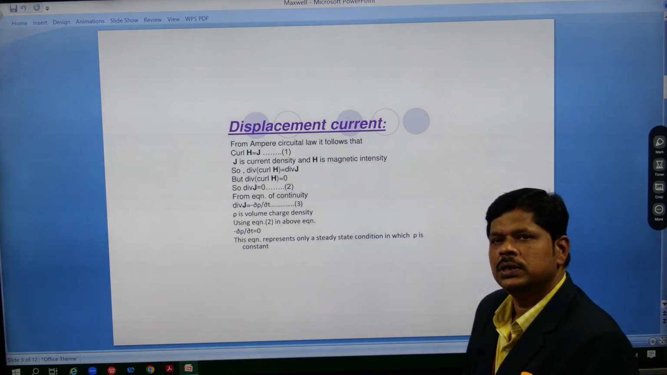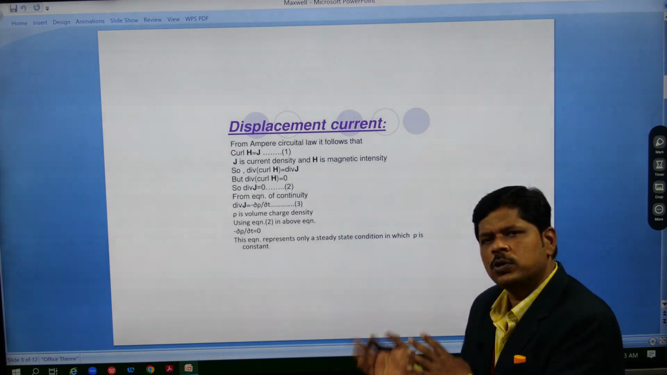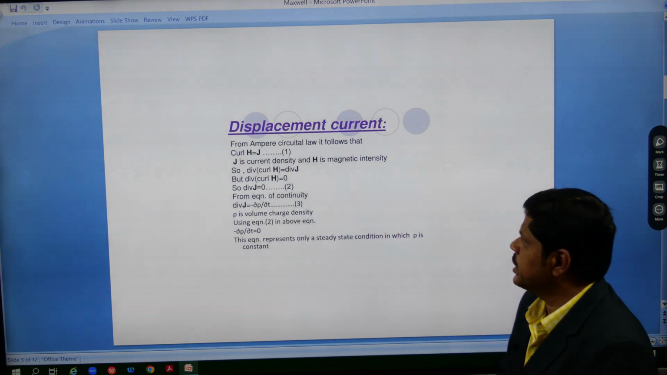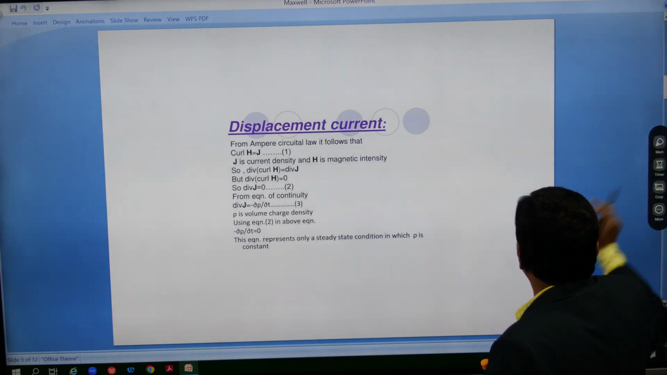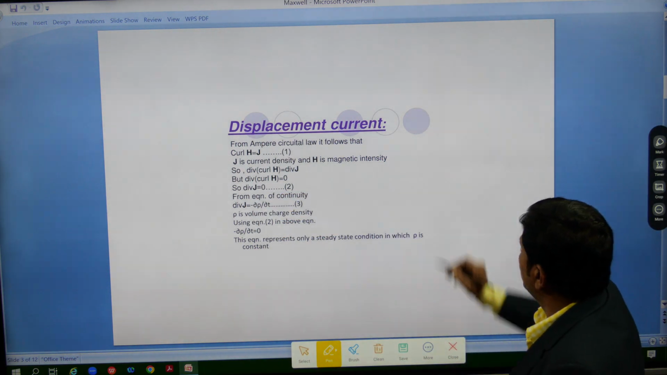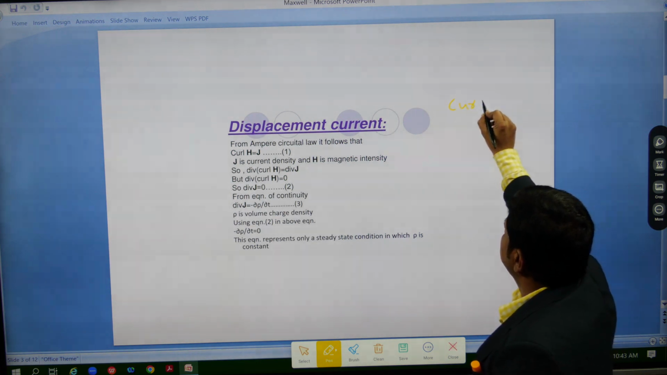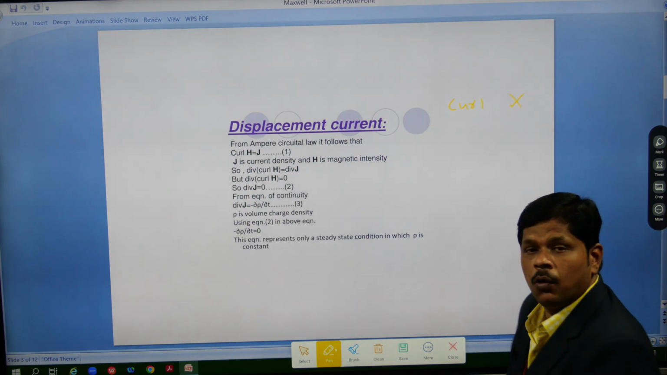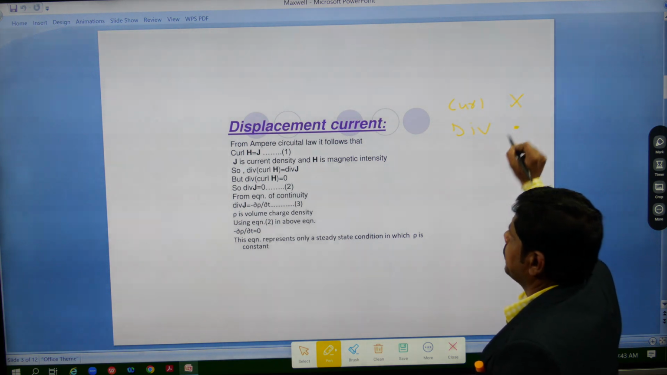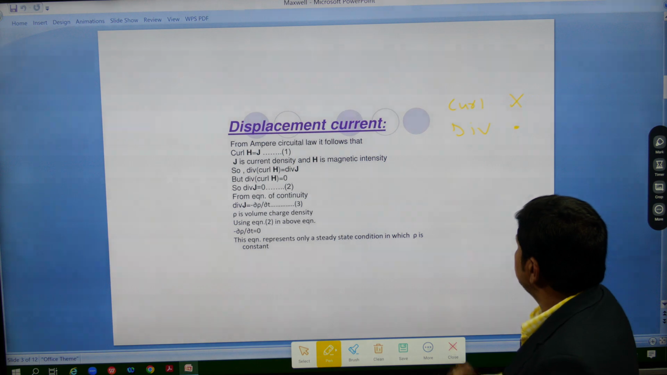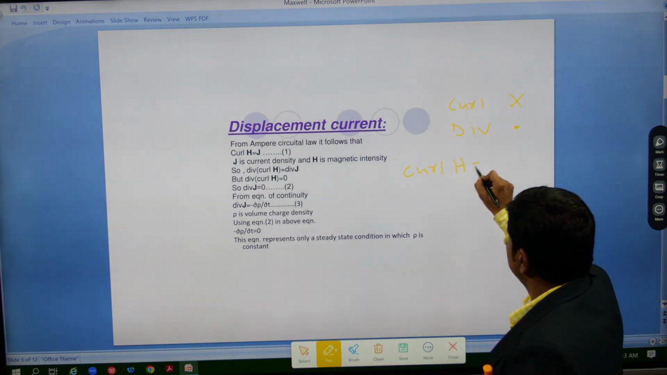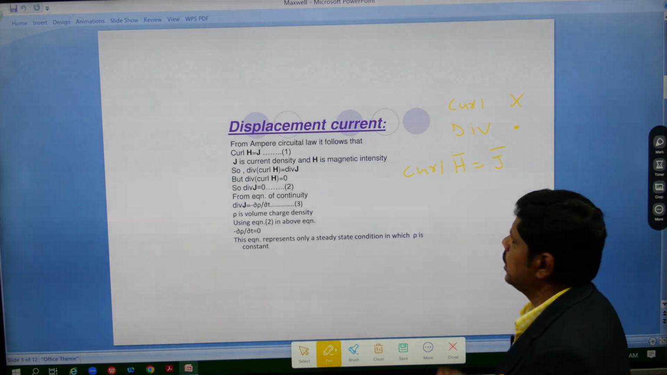Let us see how Maxwell proposed four vector equations from the steady state equations. Let us start with the displacement current. Here we make use of two quantities: one is the curl, which is indicated by the cross mark, and the other is the divergence, whose notation is the dot. The first step is we take curl H bar is equal to J bar.